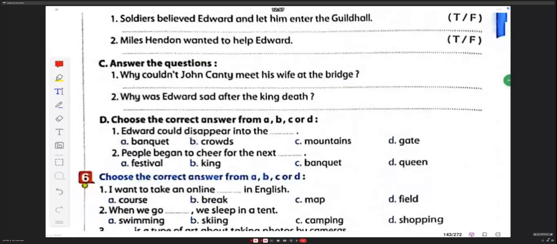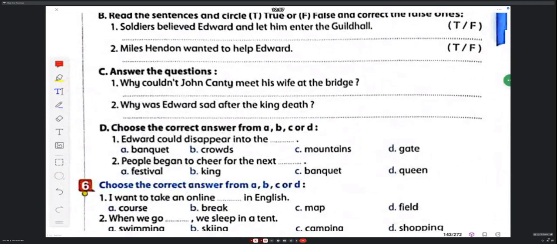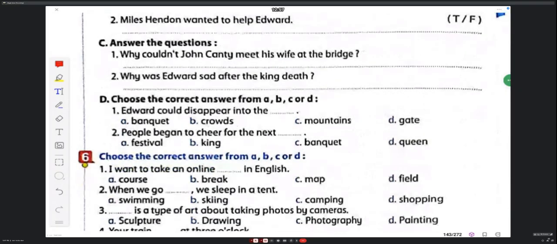Okay. Why was Edward sad after the king's death? Because the king was his dad. Yes, because his father died. Because he loved his father, the king, and he died.